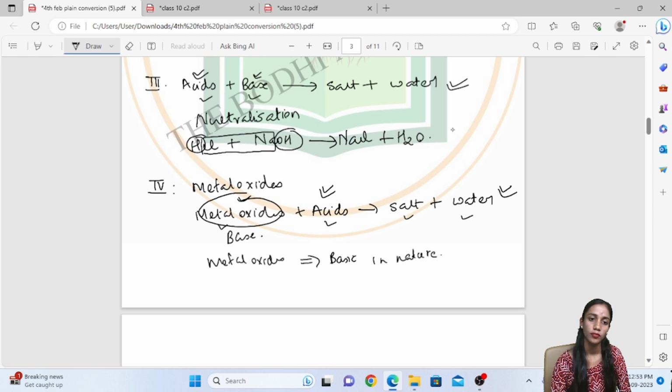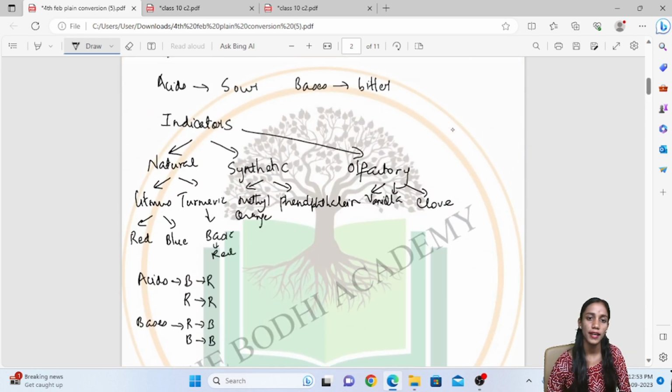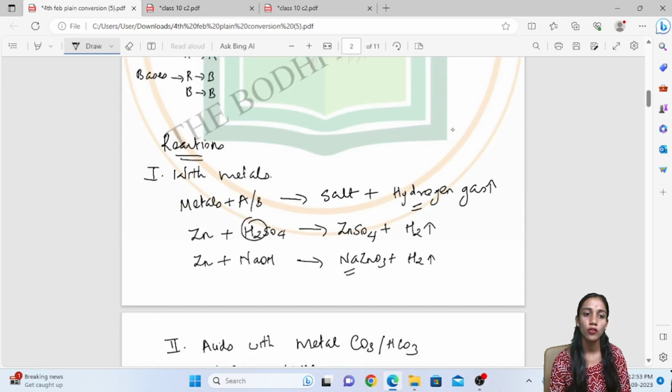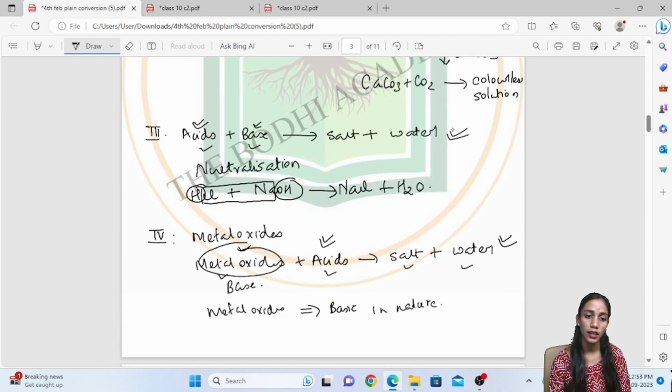So today we saw what acids and bases are, then the indicators used to indicate their nature, then the reaction of acids with metals, with metal carbonates and hydrogen carbonates, reaction with each other, and how metal oxides react with acids. In the next video we will be seeing different other aspects of acids and bases and other reactions.